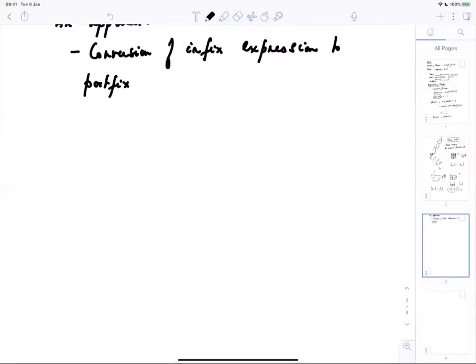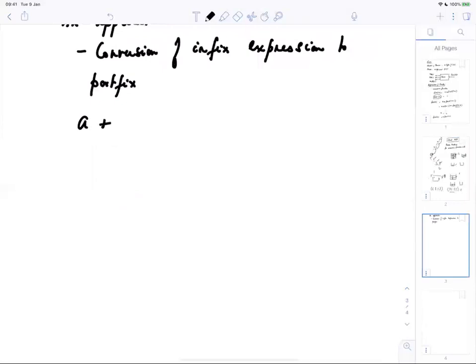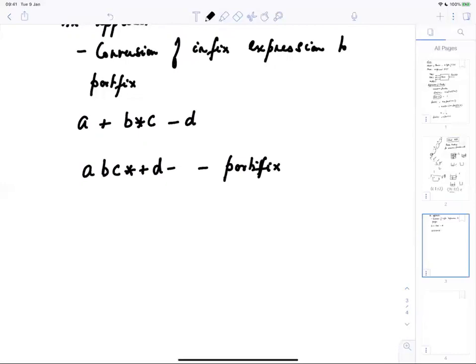Infix is the standard way we write an expression. A plus b star c minus d is an infix expression, and the corresponding postfix expression will be a, b, c, star, plus, and d, minus. This is the postfix expression, and each comes with its own rules of arithmetic, okay? This is an infix expression, okay?